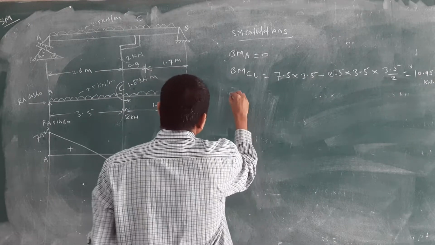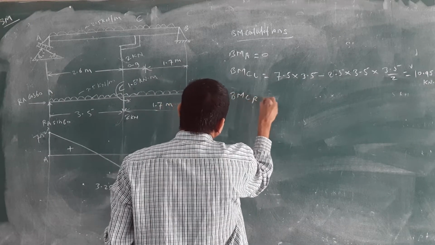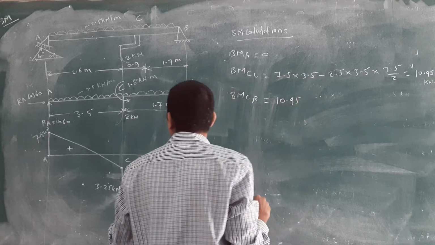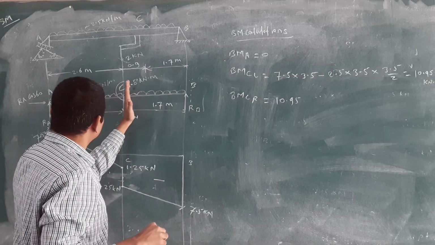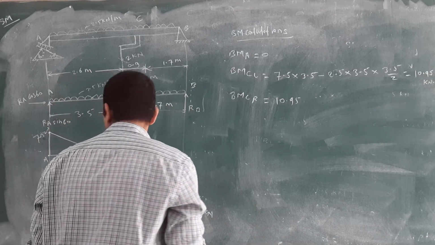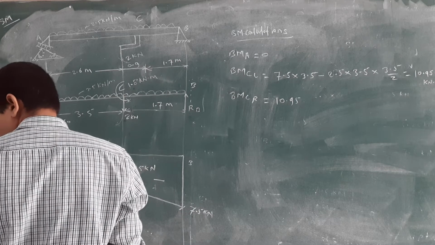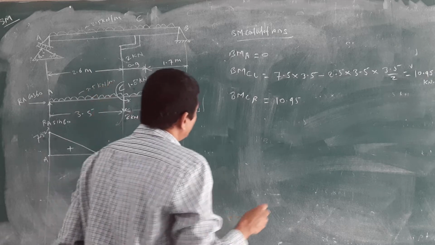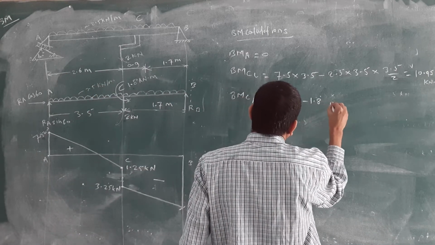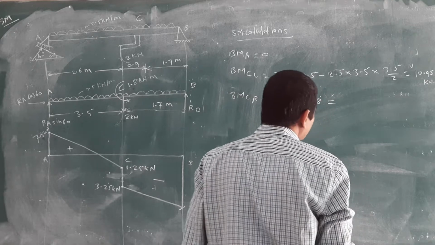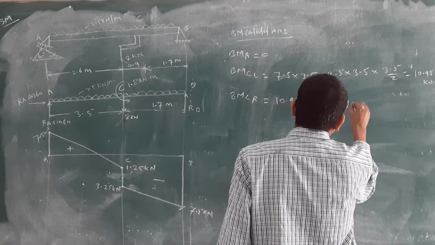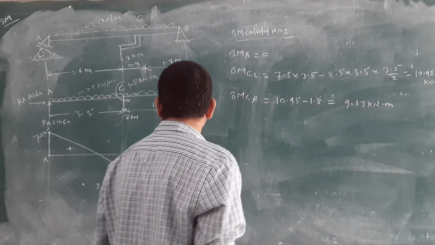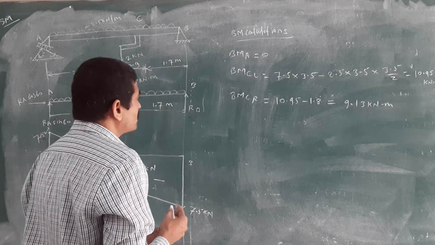Then after that you have to take the bending moment at C, just right side. You will get the same value, 10.95. Okay, we are coming just right side. Then you have to consider again 10.95, and there is a couple. You have to consider the couple minus 1.8. Then what is the value of that? 9.13 kilonewton meter. This value is the bending moment at C, just right side.